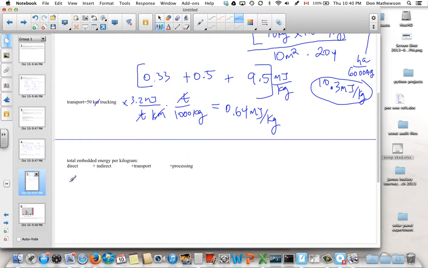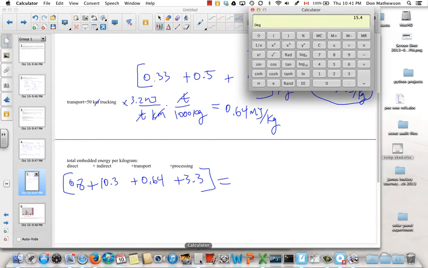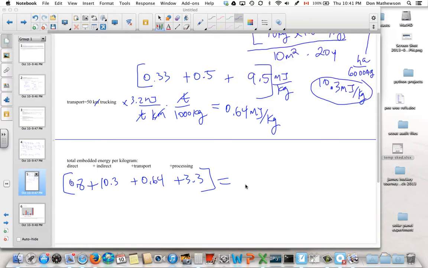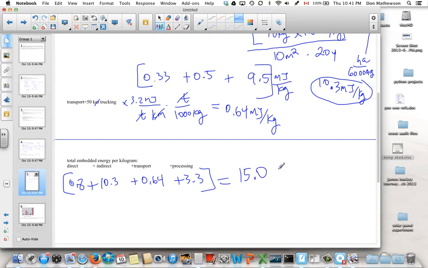So if we add this all up then, the indirect was 10.3, the transport's 0.64, the processing is 3.3, and the direct is 0.8. So surprisingly, we get something that's fairly close to the California value. Almost exactly the same number. Oh, this is a little bit better, I guess, right? Because that was 15.4. So this is a tiny bit less for the locally grown hothouse tomato.